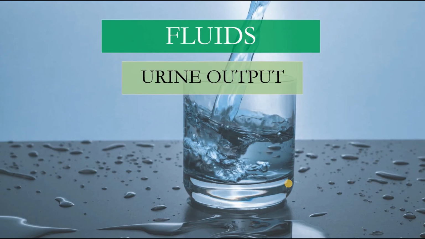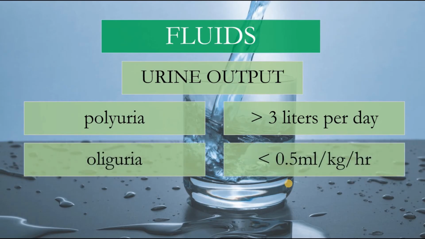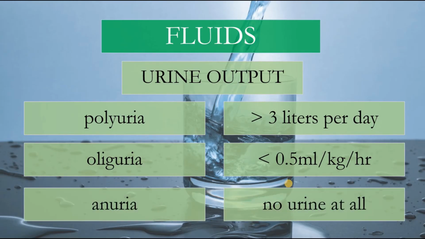And then we also talk about urine output under fluids. We have these terminologies. You have polyuria, if the patient is passing more than 3 liters of urine per day. Oliguria, if the patient is not passing enough urine, okay, as measured as less than 0.5 ml per kilogram per hour. And anuria, that means the patient isn't passing urine at all, and this indicates kidney malfunction.